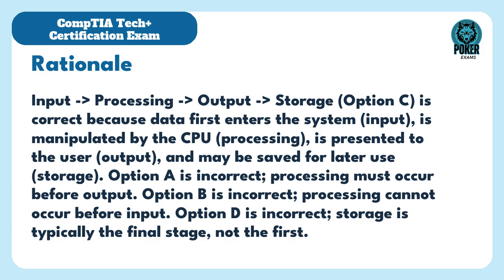Rationale. Input, processing, output, storage, option C, is correct because data first enters the system, input, is manipulated by the CPU, processing, is presented to the user, output, and may be saved for later use, storage. Option A is incorrect. Processing must occur before output. Option B is incorrect. Processing cannot occur before input. Option D is incorrect. Storage is typically the final stage, not the first.